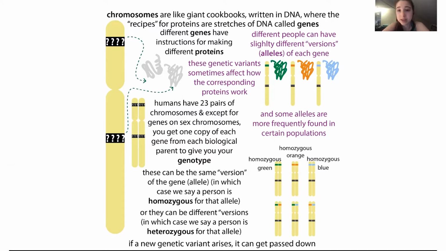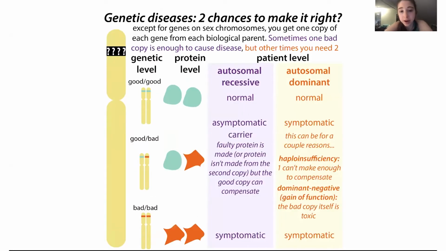So with these, basically for each copy, you can have a different version, and we call these versions alleles. So you get one allele from your dad, one allele from your mom, and these can be the same, in which case we call you homozygous, or they can be different, in which case you would be heterozygous. Sometimes you can have diseases that are genetic diseases that are autosomal recessive or autosomal dominant.